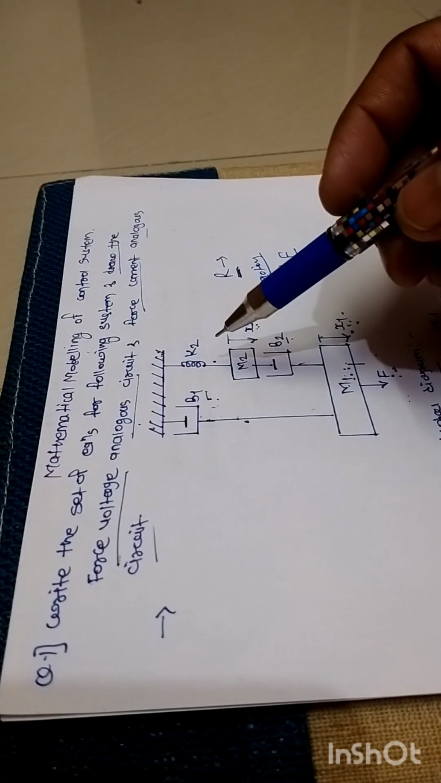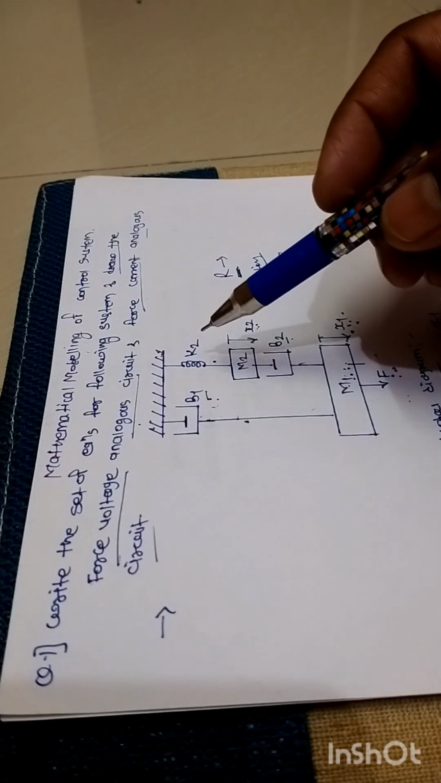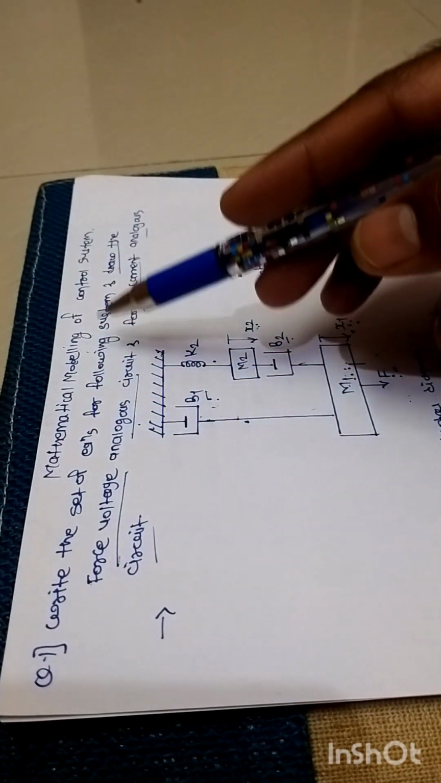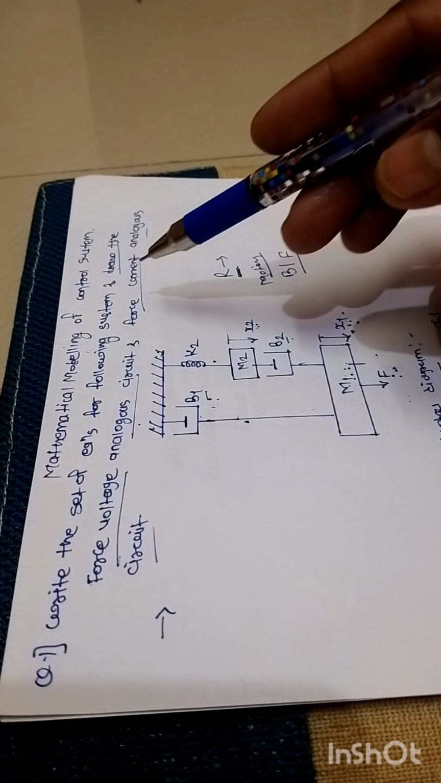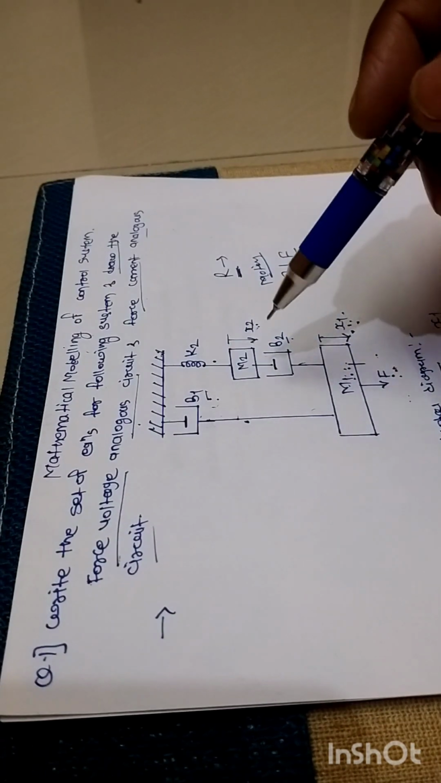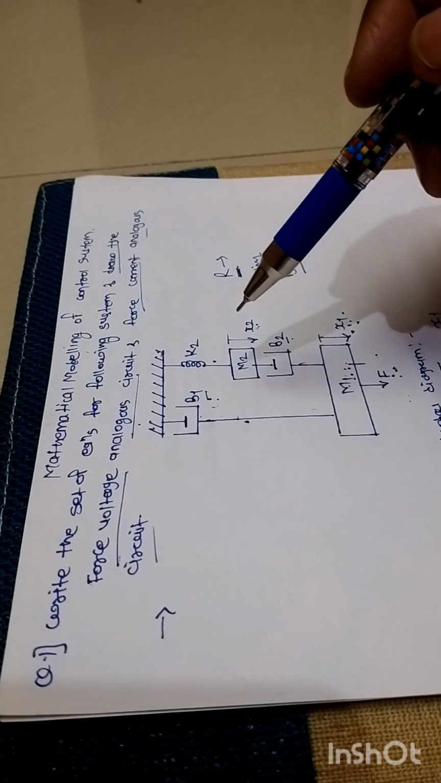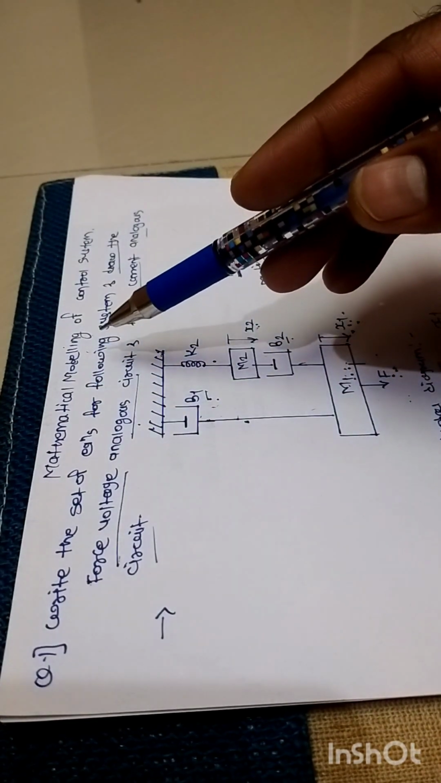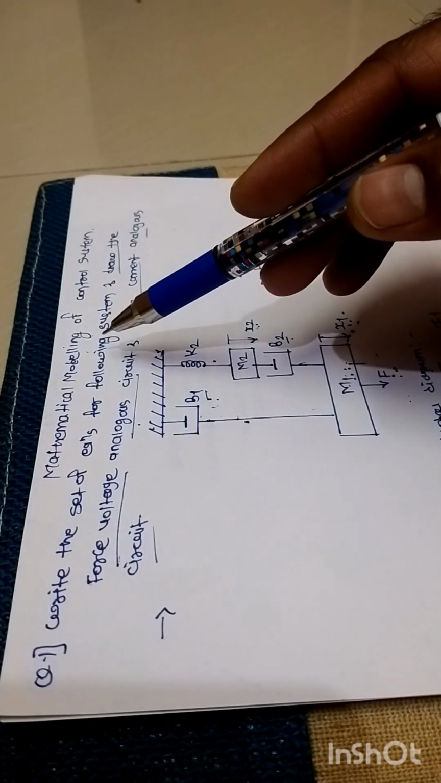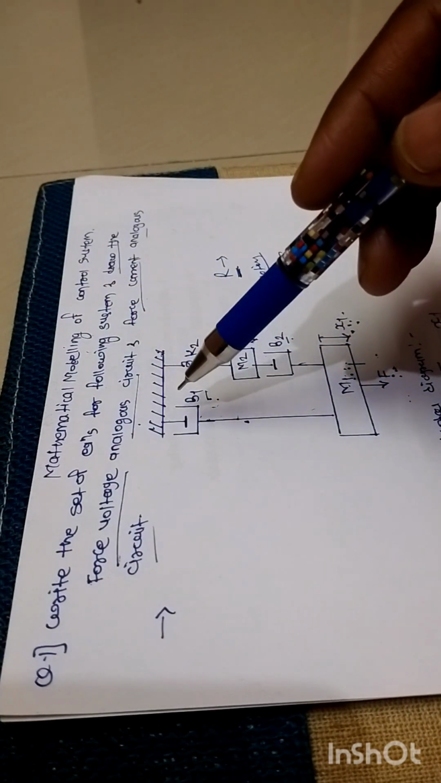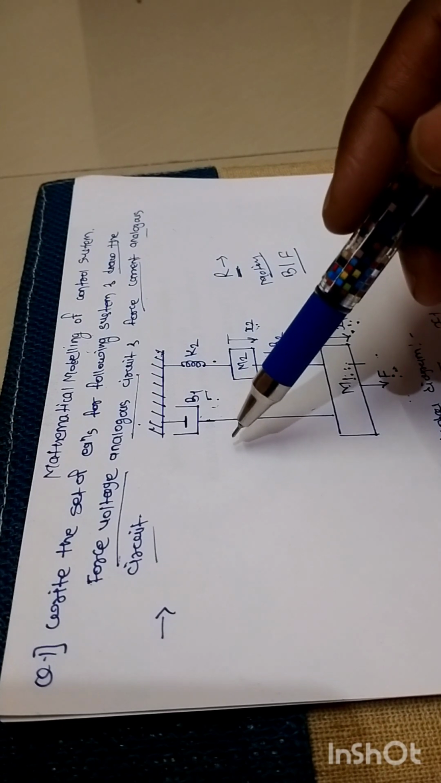Hello friends, I, Professor Darshan Thakur, am going to explain the term mathematical modeling of control system. With the help of this basic example we will try to learn how we go through this terminology that can be called mathematical modeling of control system. So what is the objective for this given system?